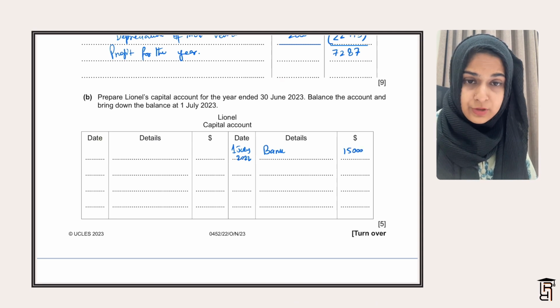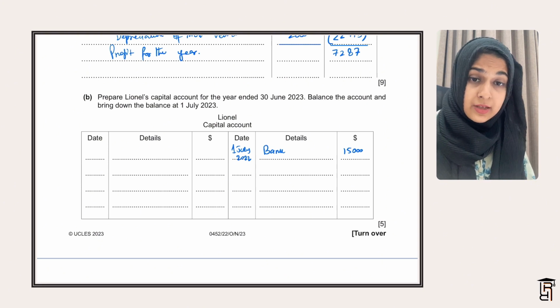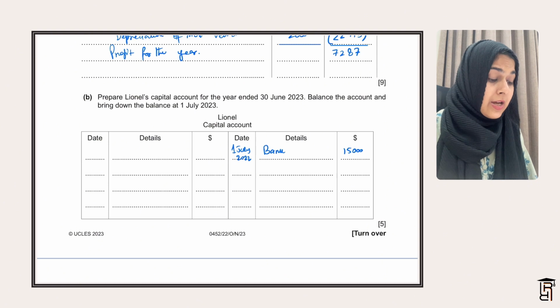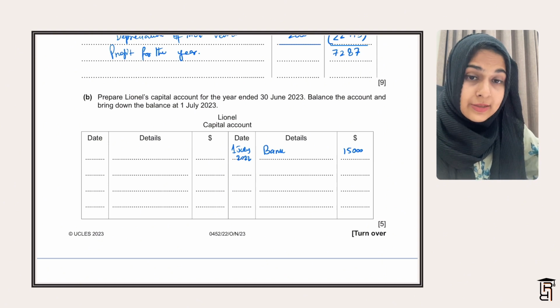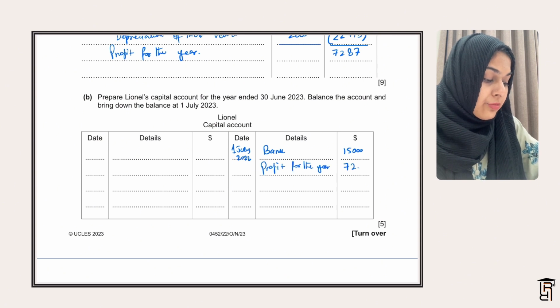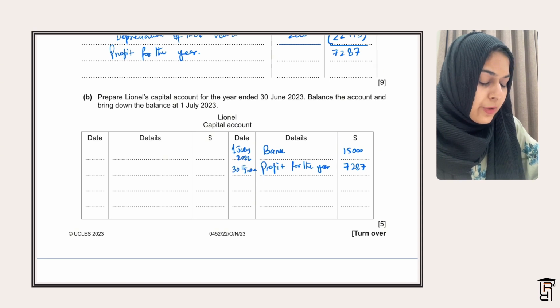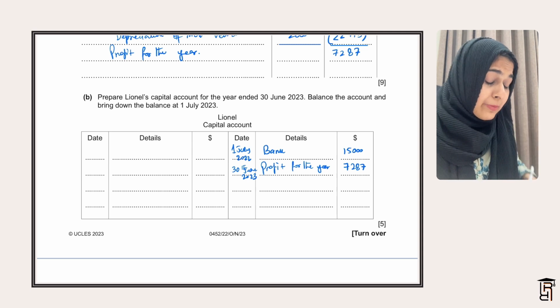You don't write balance brought down here because this is the first date when he started business and he invested capital on that date. Profit for the year will be added. You record that on the credit side of the capital account because profit always increases capital. So I write here profit for the year, 7,287. I record this on 30th June 2023 because profit for the year is calculated on the last day of the year when the income statement is made.